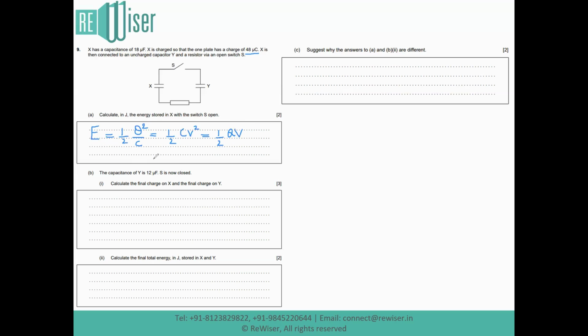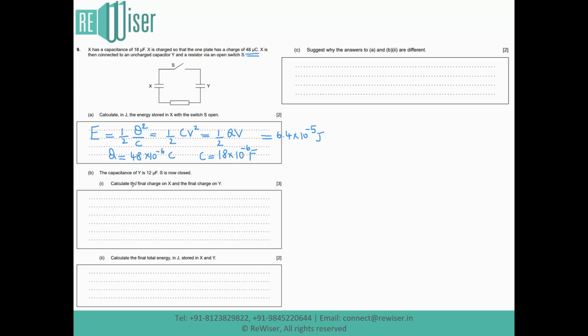QV. Since I know the value of charge Q to be 48 microcoulomb, the value of Q is 48 times 10 to the power minus 6 coulomb. I know that the capacitance of capacitor X is 18 micro, which is 18 times 10 to the power minus 6 farad. I can use half Q squared over C. And when I substitute and simplify, I get the value of energy to be 6.4 times 10 to the power of minus 5 joule in its SI unit.